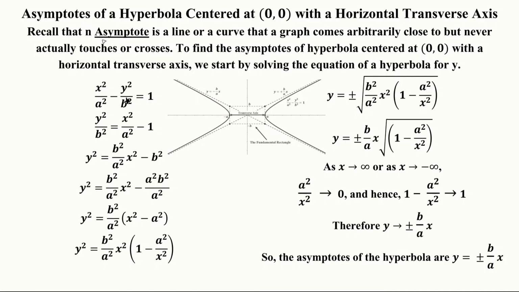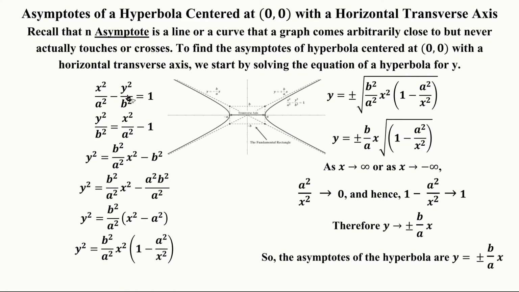As it turns out, hyperbolas have 2 asymptotes, as you can see in this image here, which we can actually find the formula for if we do a little bit of algebra. Recall that an asymptote is a line or curve that a graph comes arbitrarily close to but never actually touches or crosses. To find the asymptotes of a hyperbola centered at 0, 0 with a horizontal transverse axis, we start by solving the equation of a hyperbola for y. So here's the equation that we've already discovered.